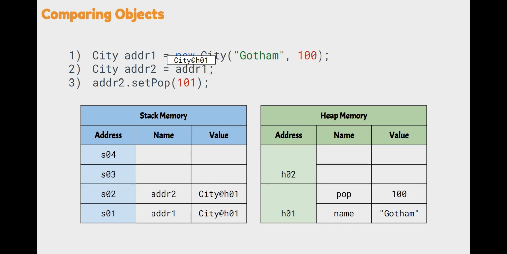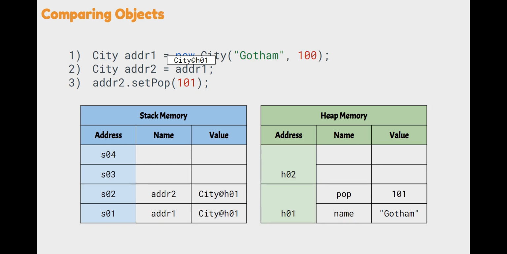That means on line 3, when we say address 2.set_pop to 101, address 2 points to the city at heap 01. We're going to change that population to 101, which just happens to be the same city that address 1 is pointing to. Next time address 1 checks the population, it will find that it has changed and it is 101.